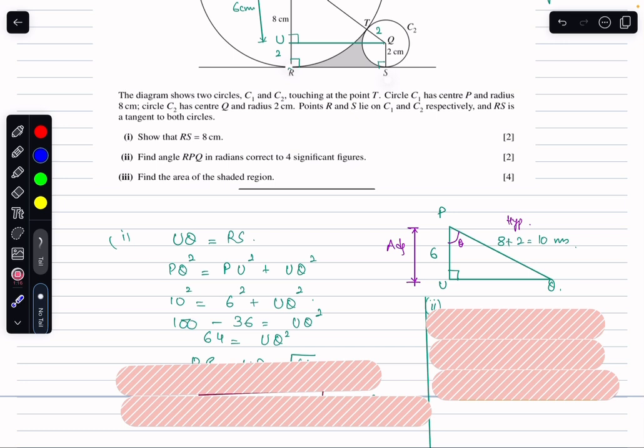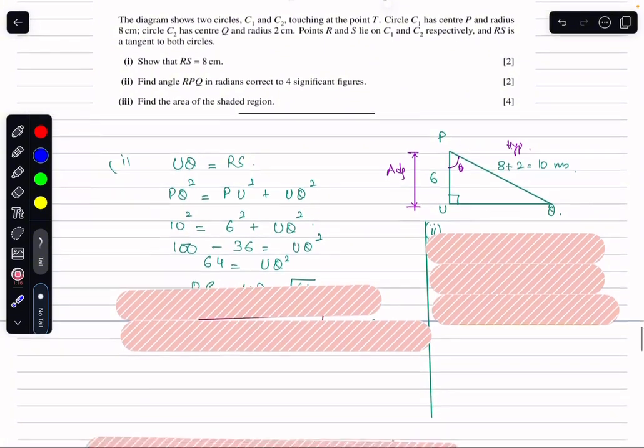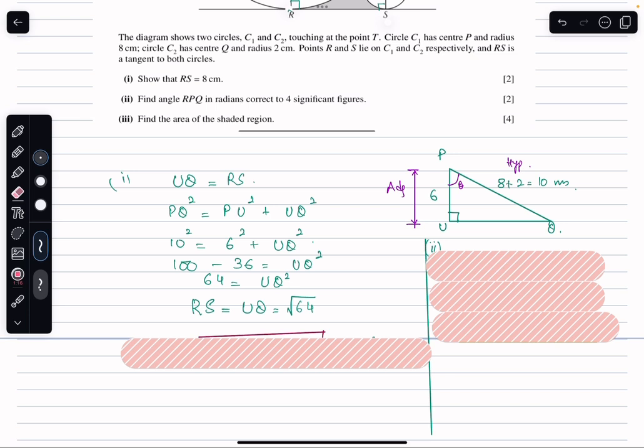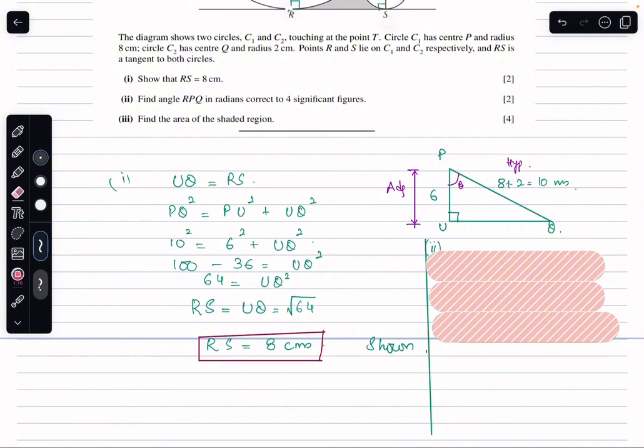So we are applying the Pythagoras theorem. 10 squared is 100, minus 6 squared, which is 36, equals UQ squared. UQ squared is 64, and further RS, which equals UQ, equals the square root of 64, and the square root of 64 becomes 8. Therefore, we have shown here that RS is equal to 8 centimeters. Moving to the second part. The second part says: find the angle RPQ in radians.